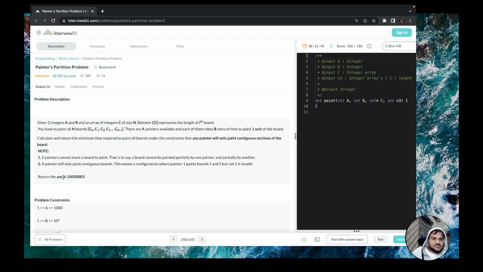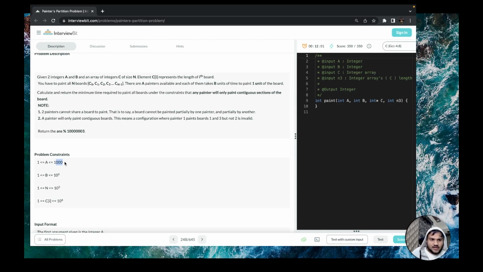Whatever is your final answer, you have to just return that modulo 10 raised to the power, I guess, 10^7 + 3. So this value modulus you have to actually return.